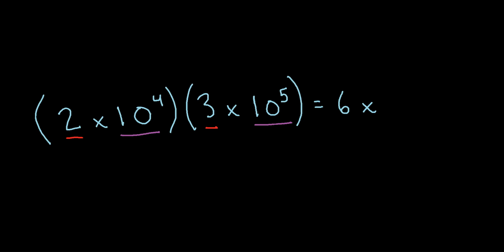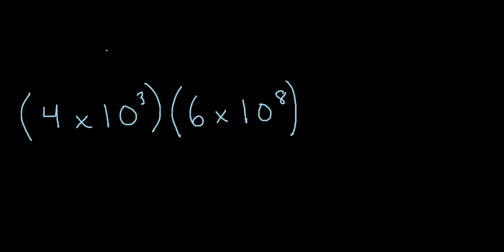Now, when we're multiplying two numbers that both have the same base, so they both have a base of 10, all we have to do is add their exponents. So we'll say 4 plus 5, that's 9. So we get times 10 to the 9th power. So that is our final answer. All right, let's try another example.